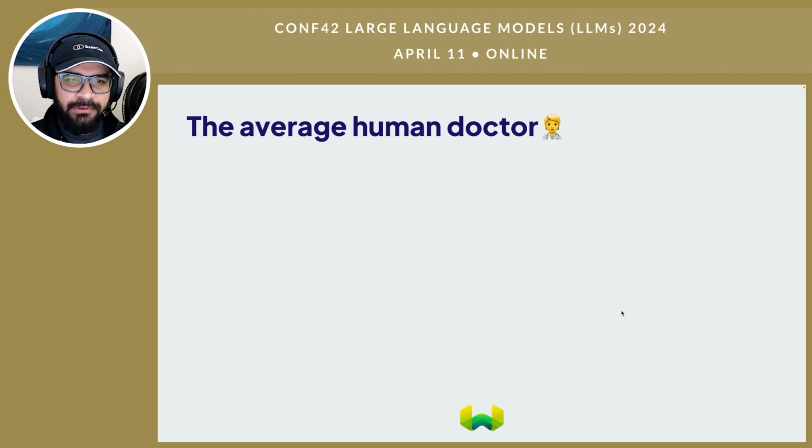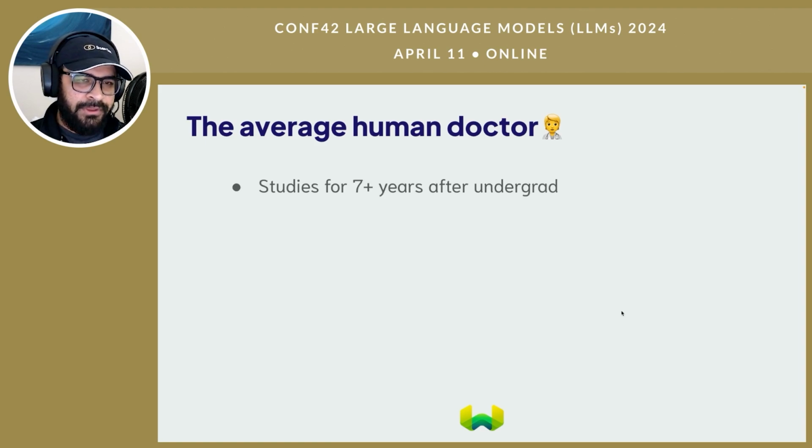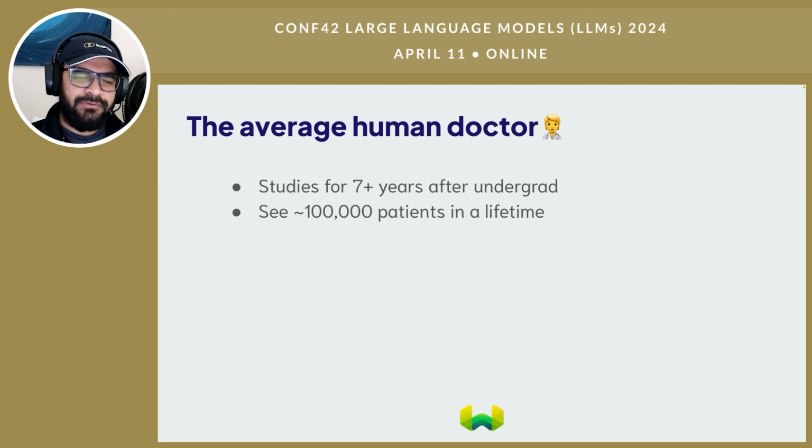So let's talk a little bit about the average human doctor. The average human doctor studies for at least 7 years after undergrad. So in North America, that's 4 years of studying during undergrad, and then 7+ years after that. And once they're practicing, they see about 100,000 patients in their entire lifetime.